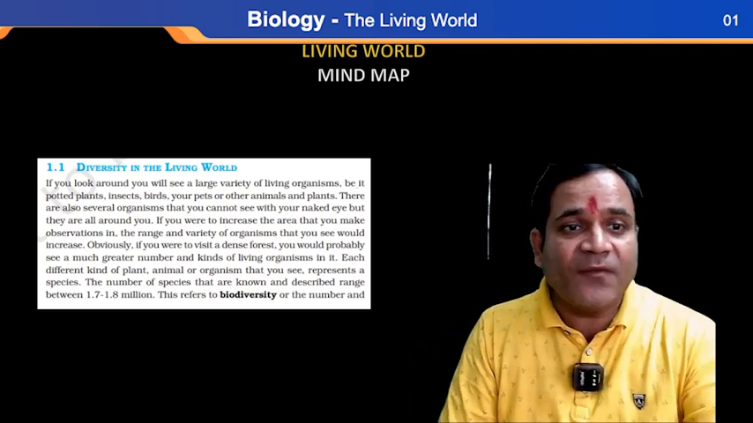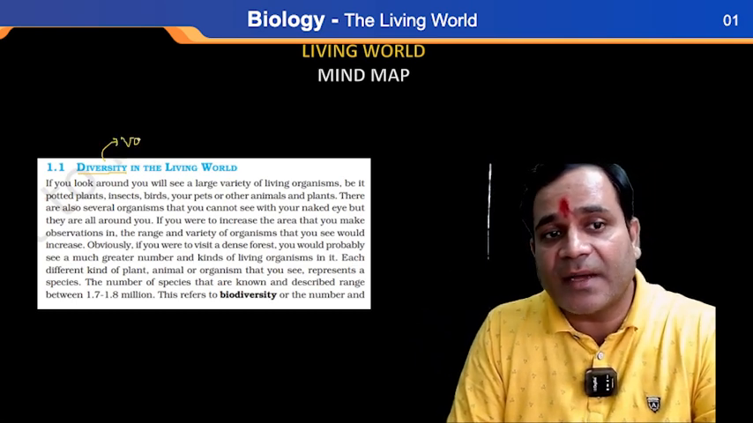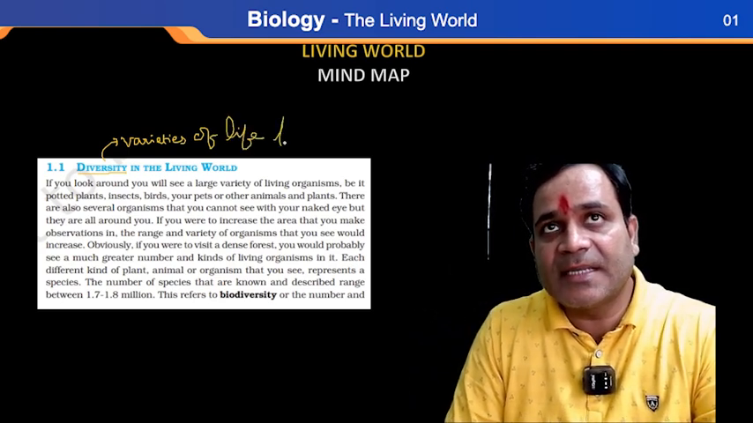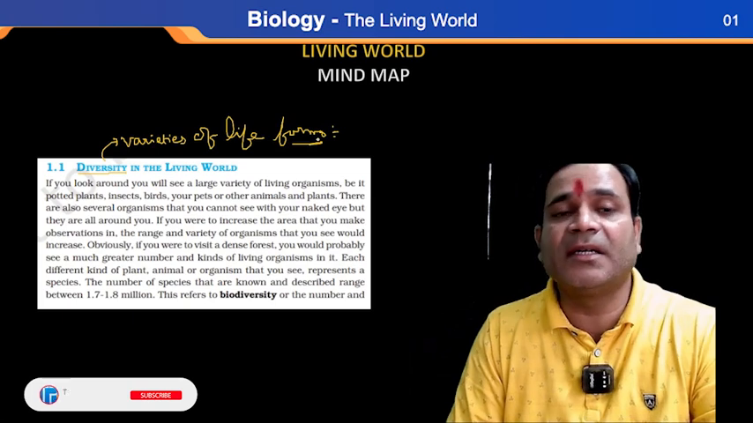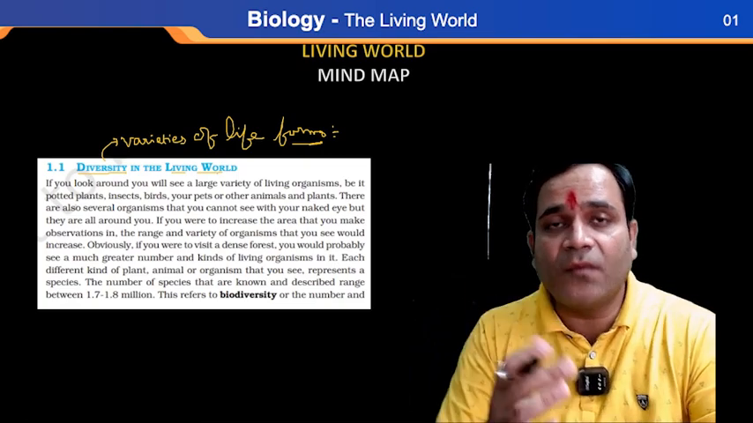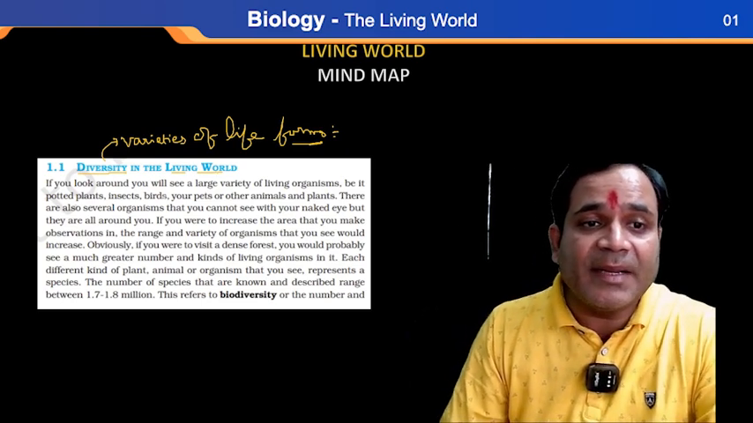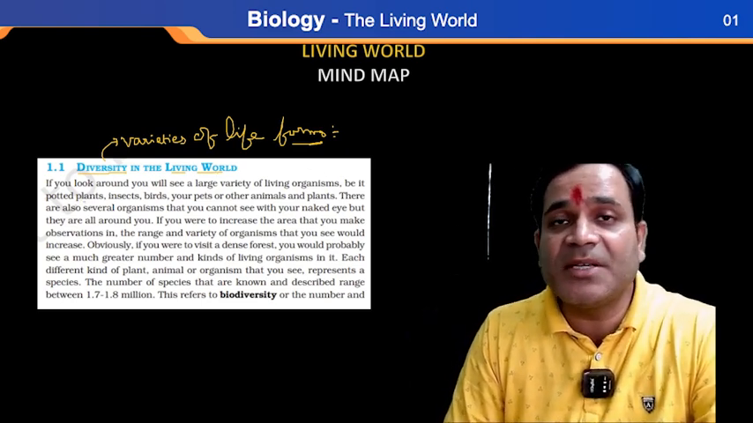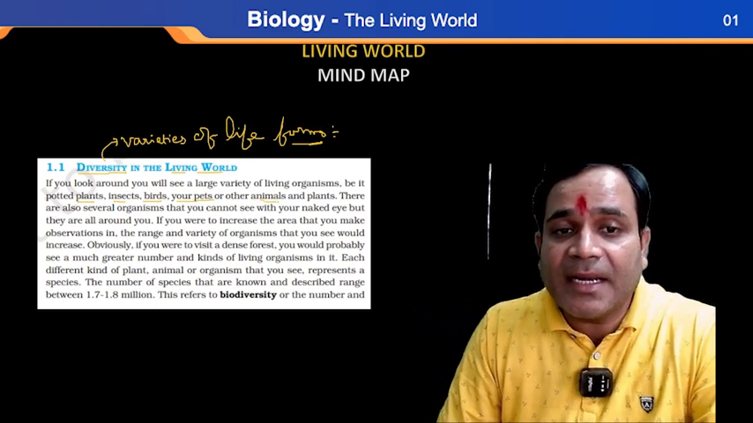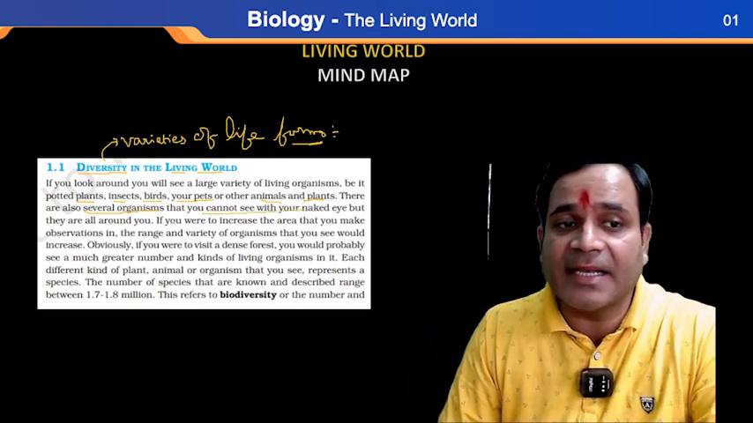Okay. So see, if we have to see the word diversity in the living world, because this is the first unit. So diversity means what? Varieties. Varieties of life forms on earth. So that is known as diversity, my dear. In the diversity in the living world, we see different types of organisms having different characteristics, and they differ from each other. Either the plants, insects, birds, your pets, or other animals and plants, and there are also several organisms that you cannot see with the naked eye, but they are all around you.